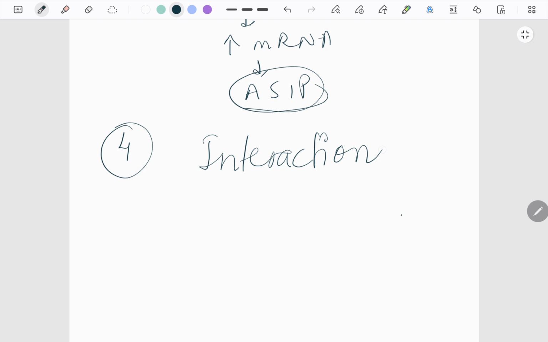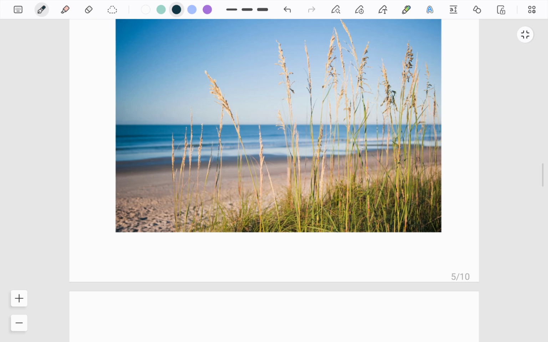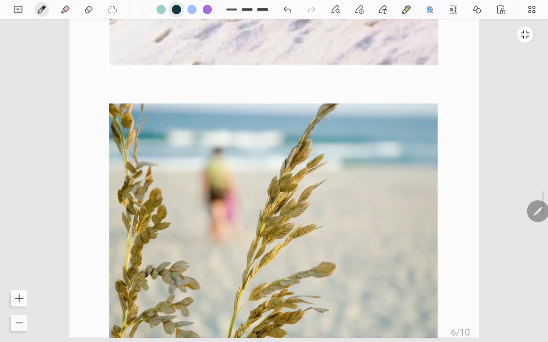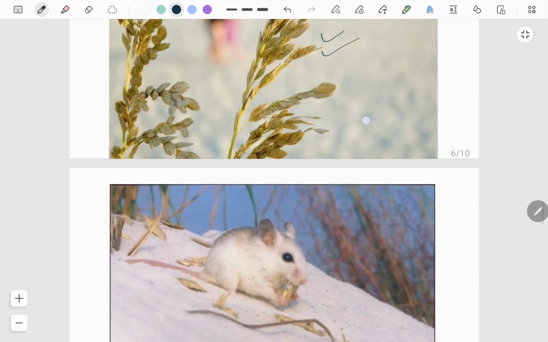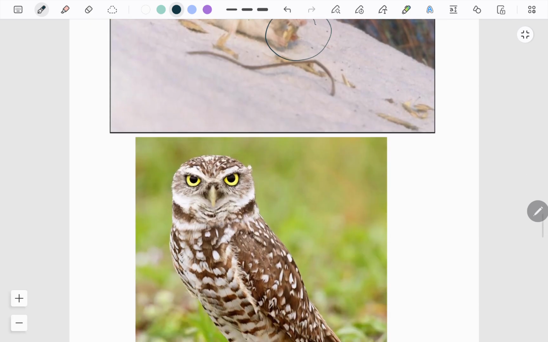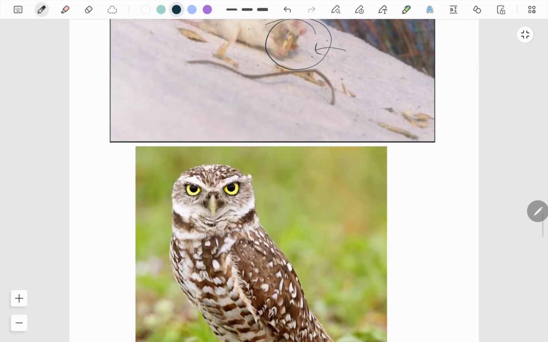An organism will interact with its environment, with other organisms. Here you can see the beautiful sea oats. This is sea grass, right? These are sea oats, these are grasses. Here you can see this beach mouse. The mouse will eat these beautiful sea grasses, sea oat seeds, right? Seeds of sea oat the mouse is eating, and it also eats some insects, right? It does not eat only sea oats, it eats other things also.